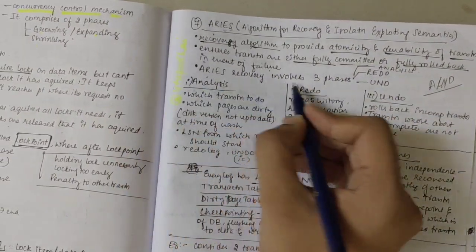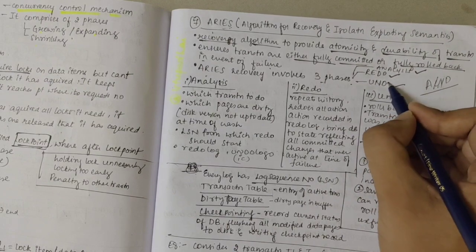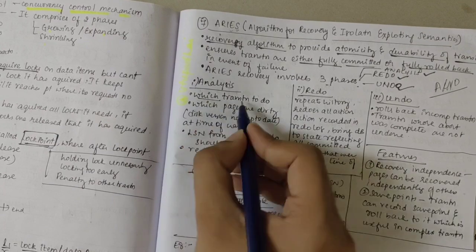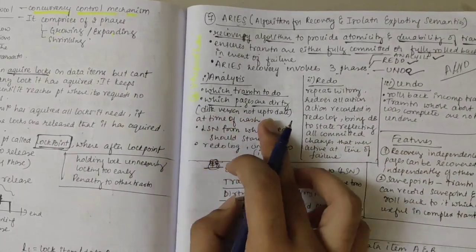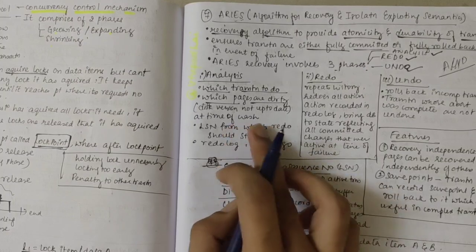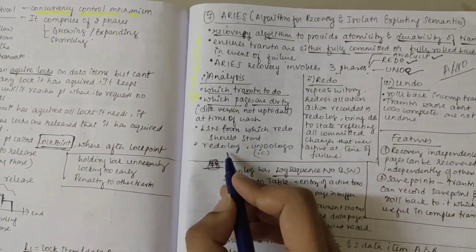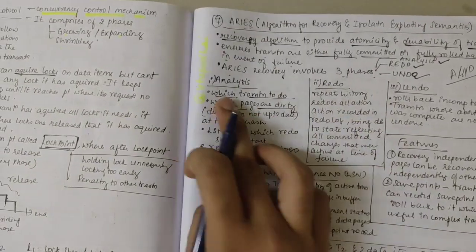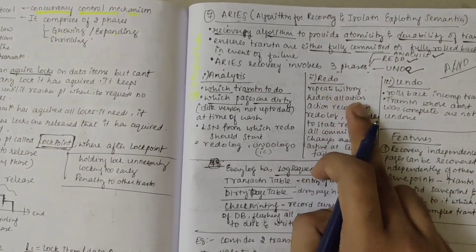ARIES recovery involves three phases: the analysis phase, the redo phase, and the undo phase. The analysis phase tells which transactions were active and which pages are dirty, meaning the disk version was not updated at the time of crash. It also finds the LSN from which redo should start, and the redo log and undo log are taken care of in the analysis phase. Then coming to the redo phase, it repeats history.